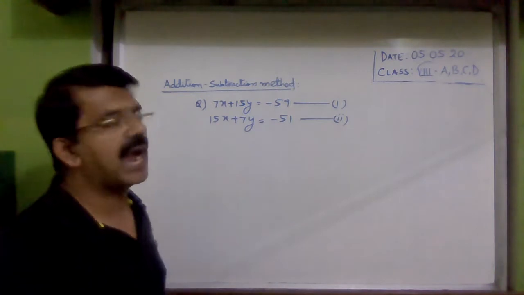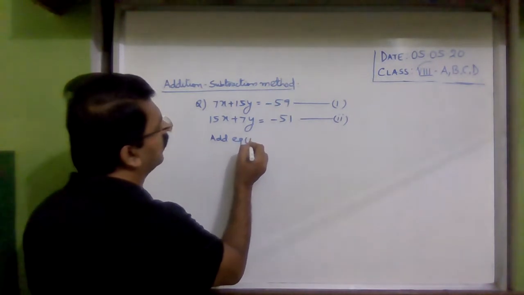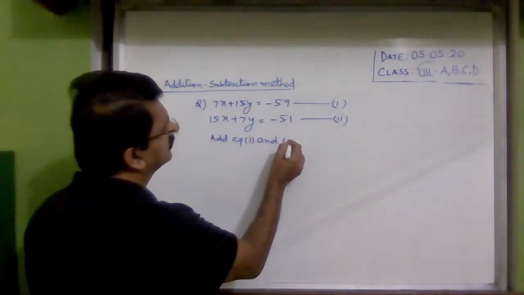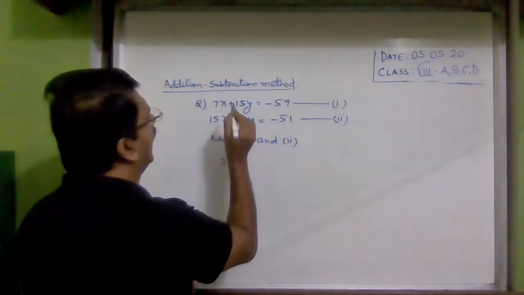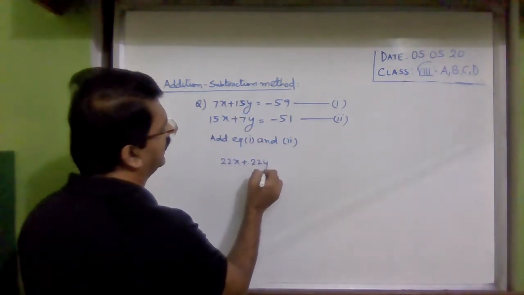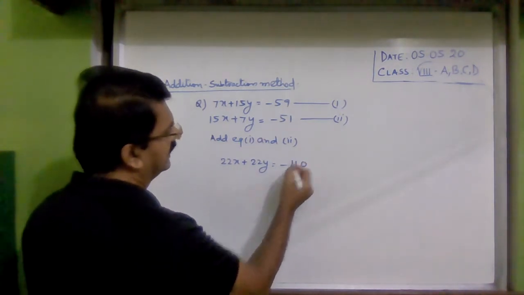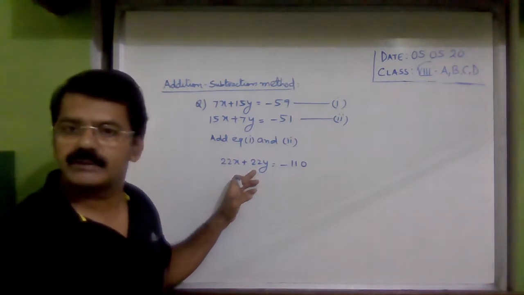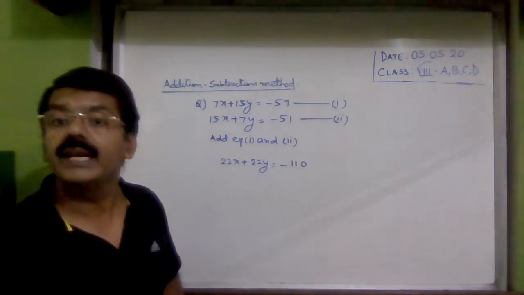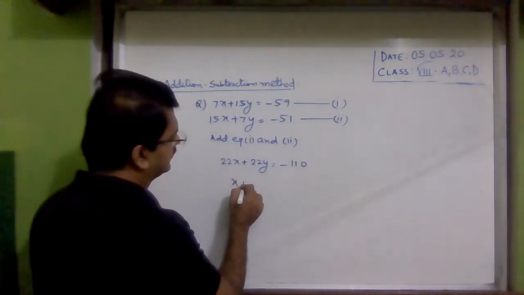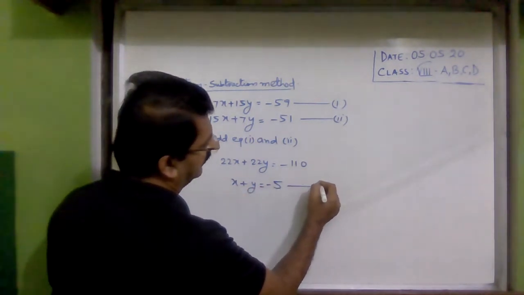For that, first you add the two equations. Add equation 1 and 2. So when you add, 15x plus 7x will be 22x, and 15y plus 7y will be 22y, is equal to minus 59 and minus 51 will give you minus 110. You see, these two terms are divisible by 22 and that is also divisible by 22, because 22 into 5 is 110. So divide the whole equation by 22. Then you will have x plus y is equal to minus 5. This is your equation number 3.